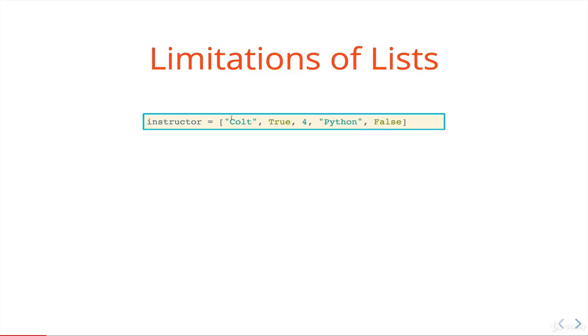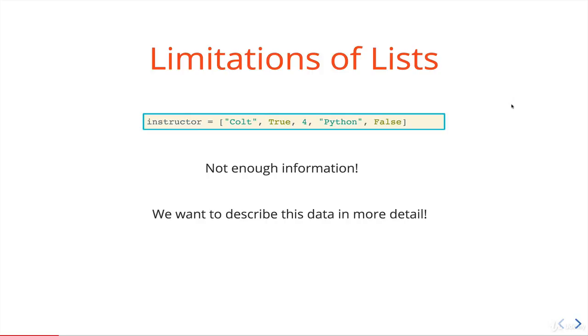So, for example, what is this information here in a list? What does it represent? It's unclear what this is. We have a collection of values, a string, a boolean, a number, a string, and a boolean, but I don't know what it's referring to. We don't have enough information to make sense of it. So wouldn't it be nice if there was a way to describe this data with more detail?